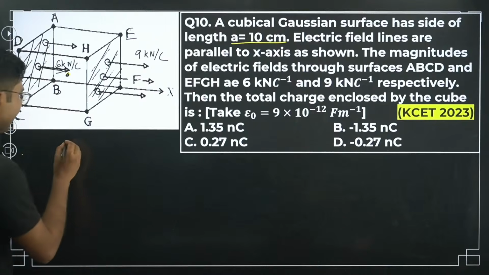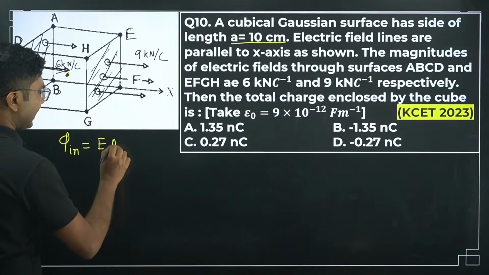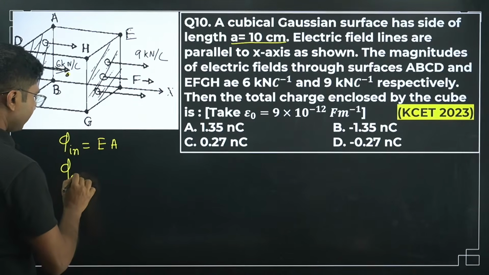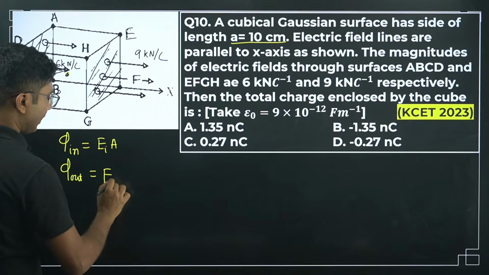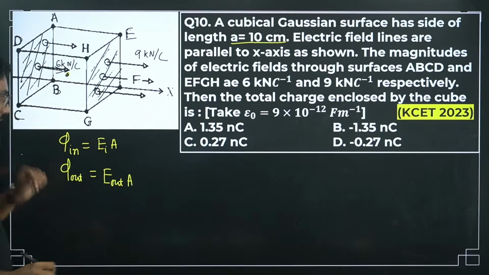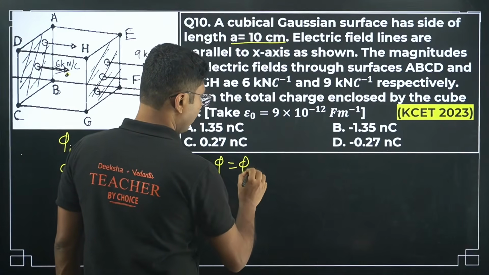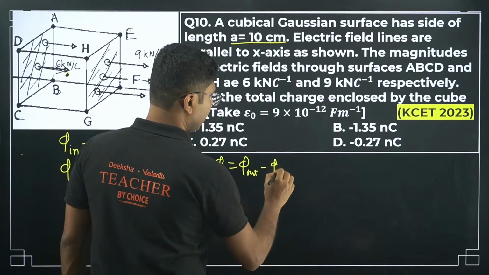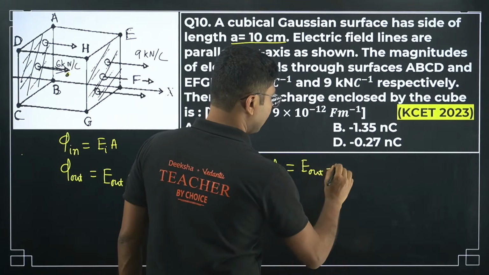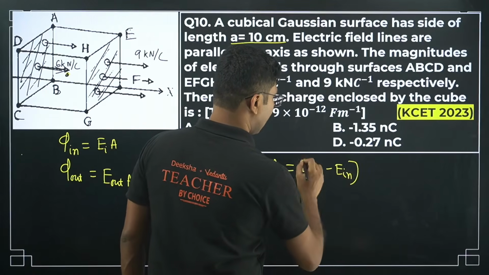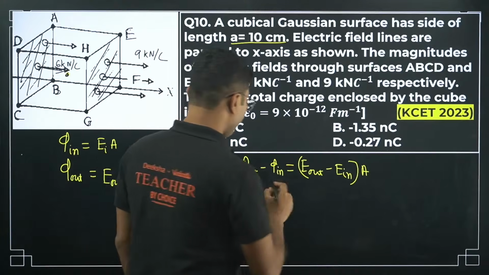So what is the flux in? Flux in is electric field in into area, and flux out is electric field out into area. So what is the net flux? Net flux is always out minus in. That is E out minus E in times area. Now this is a cube, that means both the areas are the same. Now you have to put the values.